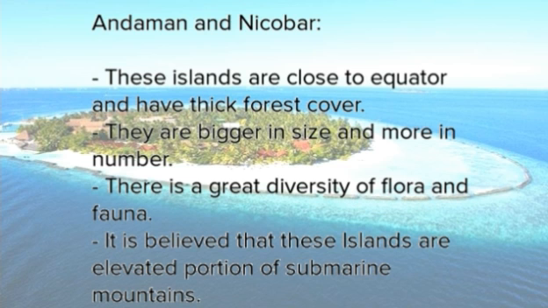The Andaman and Nicobar Islands. They lie in the Bay of Bengal. They are bigger in size, more in numbers, and also scattered. These islands are divided into two broad categories, the Andaman in the north and Nicobar in the south. It is believed that these islands are an elevated portion of submarine mountains. These islands have also great diversity of flora and fauna. These islands lie close to the equator, hence they experience an equatorial climate and have thick forest cover.